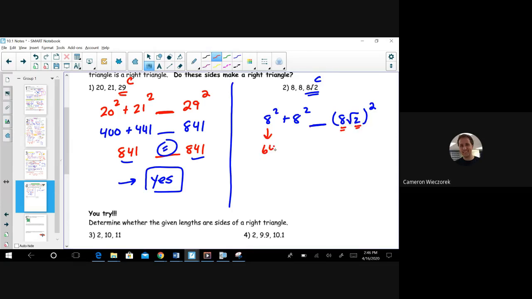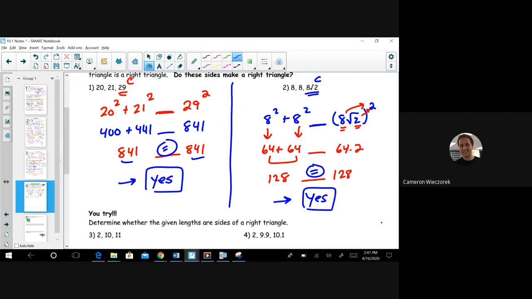This one is 64. This one is also 64. I leave a little blank. 8 squared is 64, and rad 2 squared is just normal 2. So this side turns into 128, and 64 times 2 is also 128. So again, I get equality. Because it's an equal sign, that means a squared plus b squared equals c squared. This is a right triangle. If I had gotten not equal to, if these two numbers were different, then it would not be a right triangle. I would be putting no.